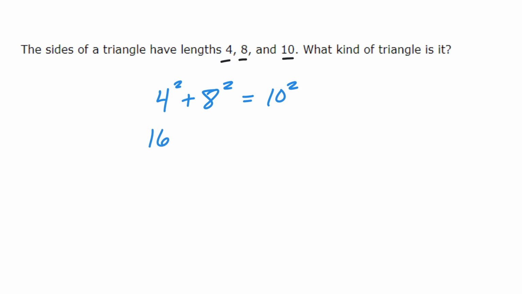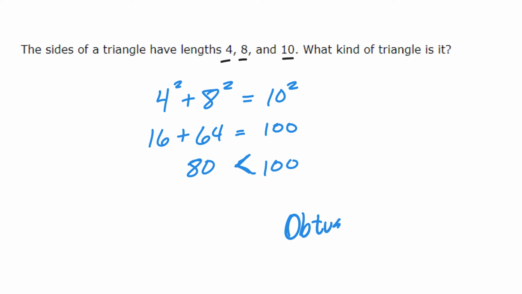So 4 squared is 16. 8 squared is 64. Add those together, you get 80. 10 squared is 100. So 80 is definitely not equal to 100. 80 is less than 100. So since the small guy's lost, our triangle is obtuse. This is an obtuse triangle.